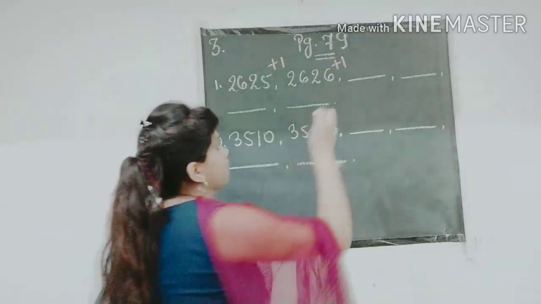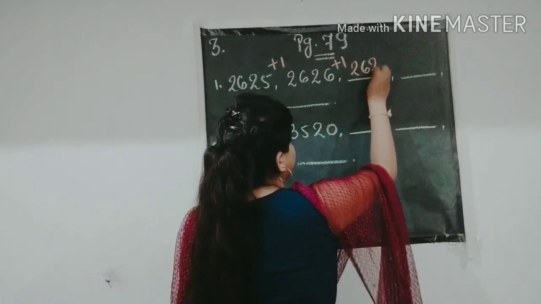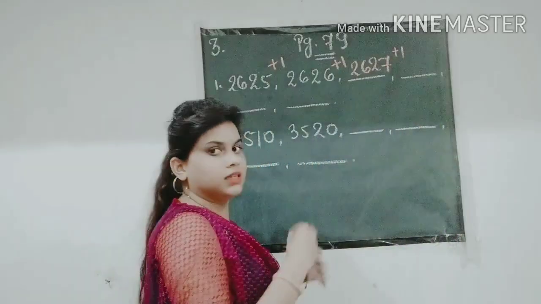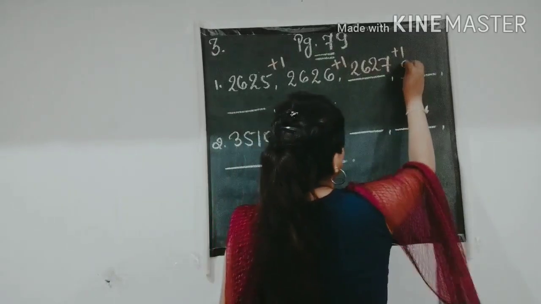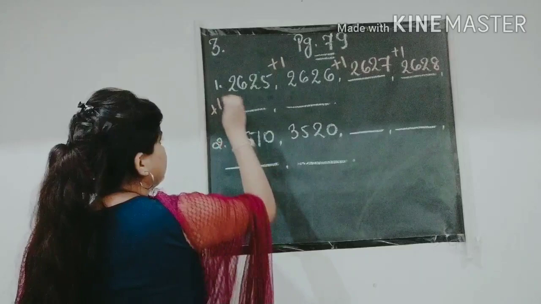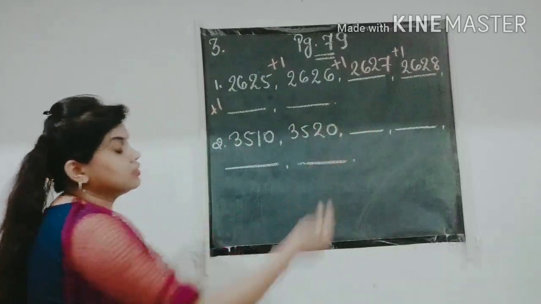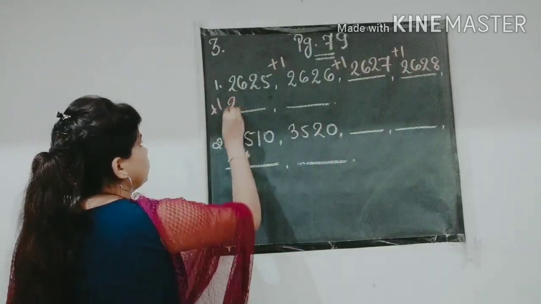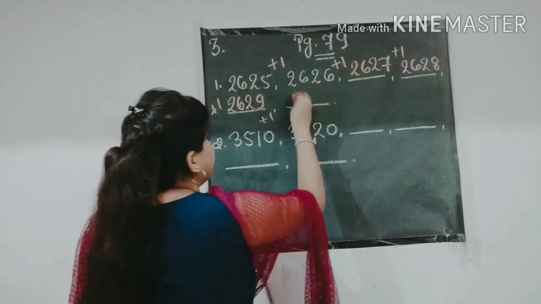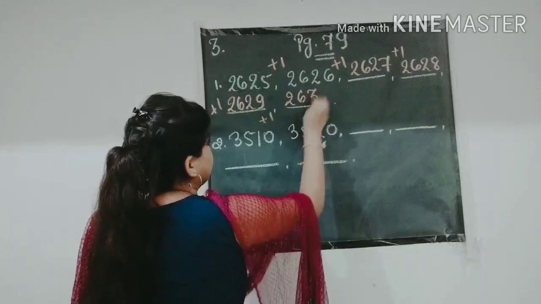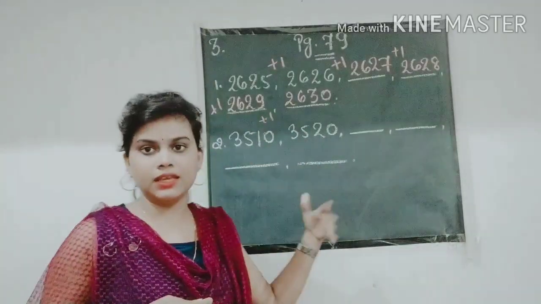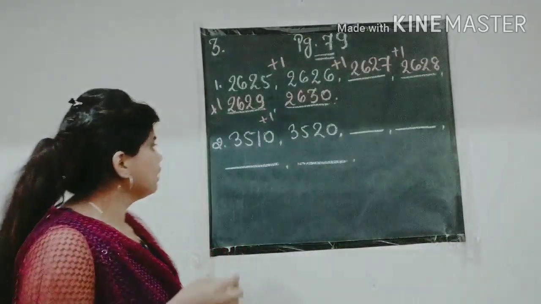2626 plus 1 is 2627. Again add 1. The numbers are increasing by 1. So 2628. Next plus 1. 2628 plus 1 is 2629. Again add 1, 2630. See, you have seen the pattern. The numbers are increasing by 1. Right?